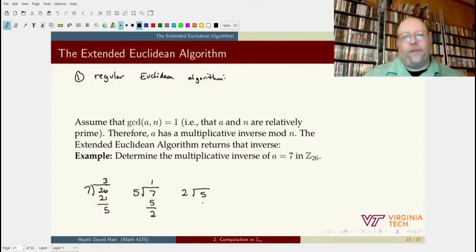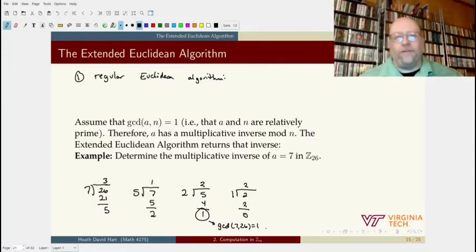And that gives me 2 with 1 left over. And then I divide 1 into 2, and that goes in twice with 0 left over. And the last non-zero answer is the GCD. So that part is correct.